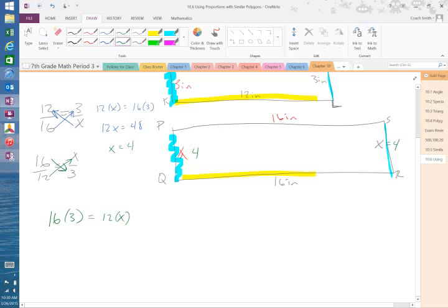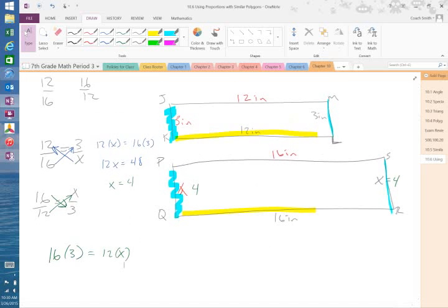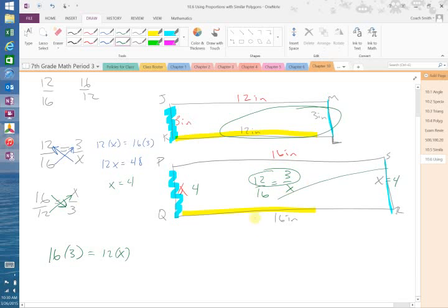Here's where the problem is that people have. Here's what some people will try to do. Instead of putting 12 over 16 equal 3 over X, you will notice that these two and these two, what people will do is they'll try to do this. They'll do that right there. Well, nope, I did it the same way. Hang on here. Yeah, it comes out to be the same in this one.